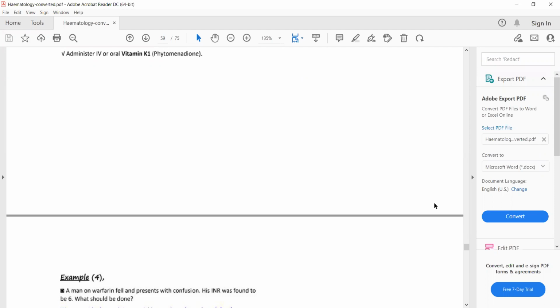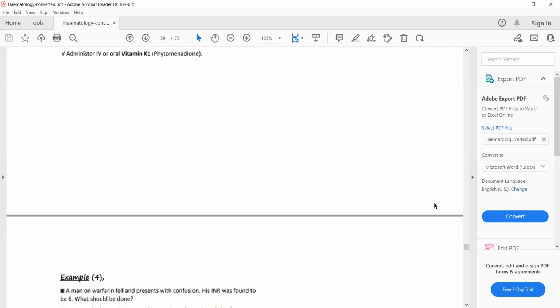Prothrombin concentrate. Why prothrombin complex concentrate? Is it a major bleed? Read the scenario and tell me, is it a major bleed? Yeah, because he fell and he's having confusion, so it looks like a major bleed. Yes, it's a major bleed.